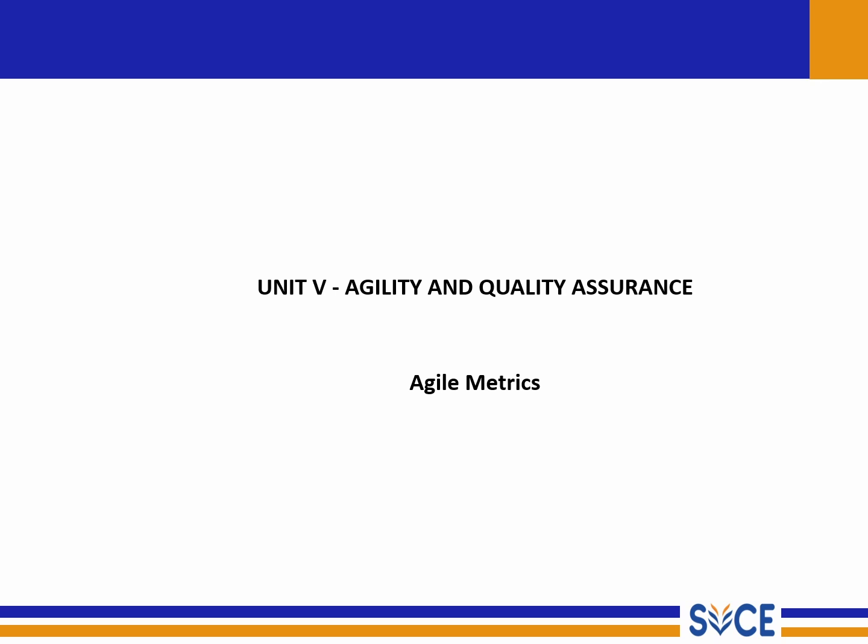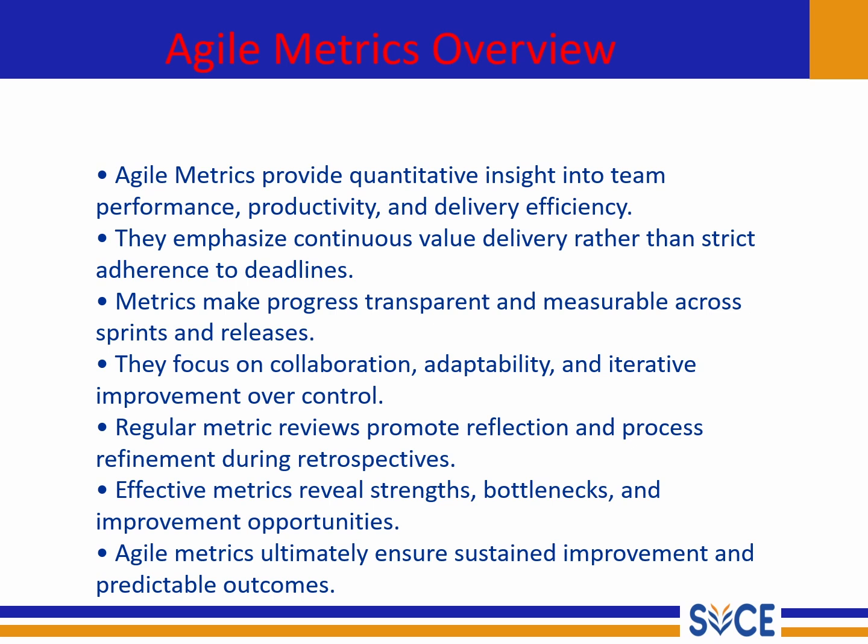Agile metrics help teams measure performance, productivity, and delivery efficiency. These metrics ensure that we are continuously adding value to the customer. Instead of focusing on strict deadlines, Agile teams track continuous delivery and improvement through these metrics. These metrics make the progress visible. For example, we can track sprint velocity, burndown charts, and lead times.